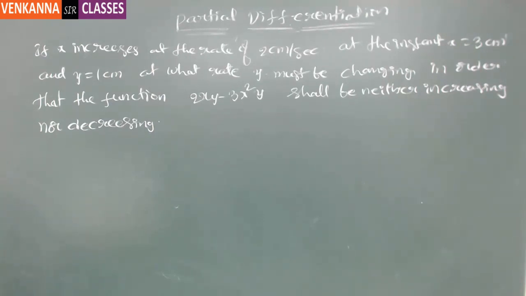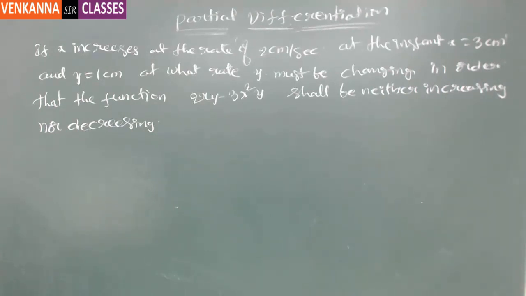So if x increases at the rate of 2 centimeters per second, at the instant x is equal to 3 centimeter and y is equal to 1 centimeter. So at one particular instant, he measured the x value, y value and the dx by dt value. So these are the three important parameters. At what rate y must be changing in order that the function 2xy minus 3x square y shall be neither increasing nor decreasing. So what he indirectly asked us is, the function u is equal to 2xy minus 3x square y, for that find out the total derivative du by dt.